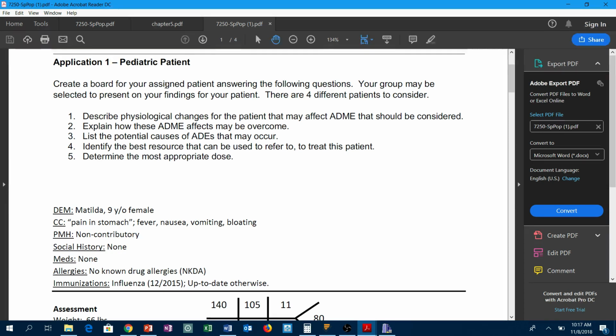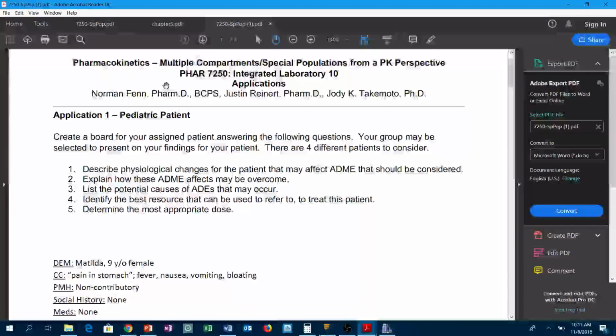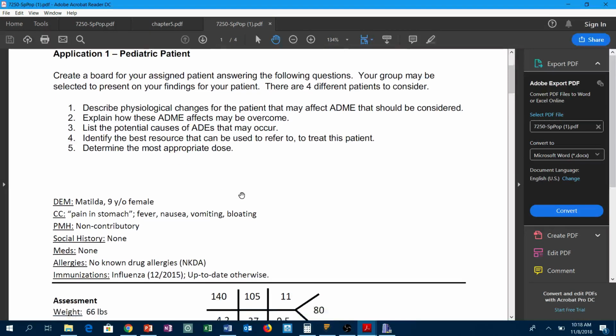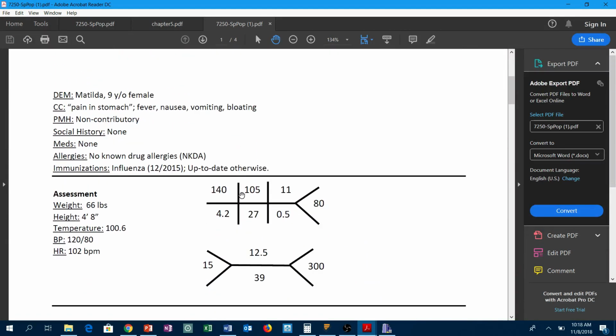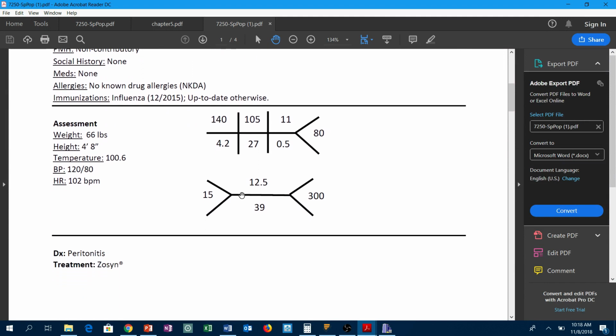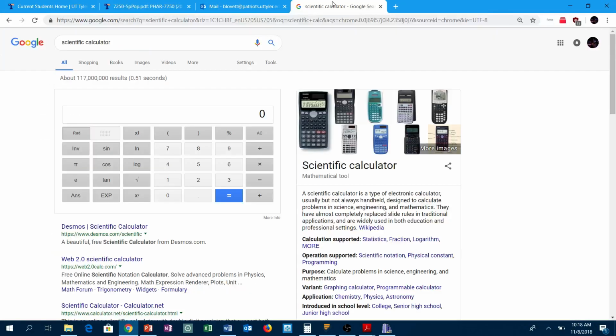Okay, so first thing is describe the physiological changes for the patient that may affect ADME. Peritonitis is inflammation of the membrane lining the abdominal wall. Yep. Children's gastric emptying and transit time is still increasing up to 4 years of age to mature. The higher pH and... Are you on Access Pharmacy? Yeah.